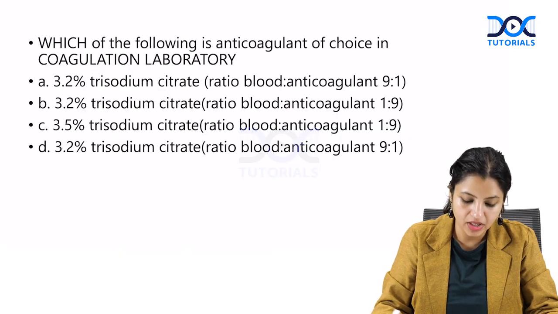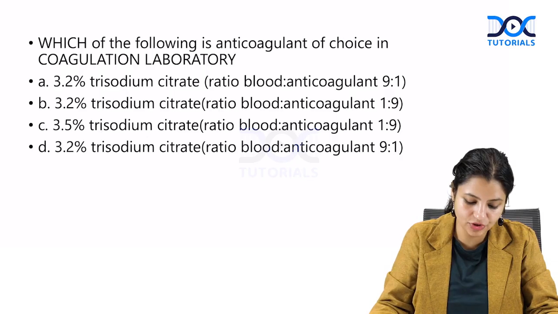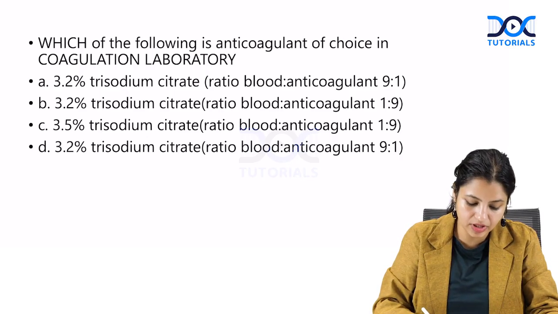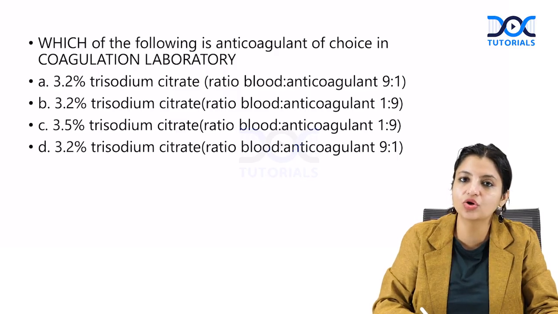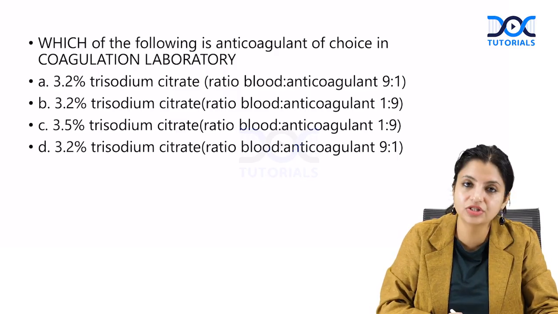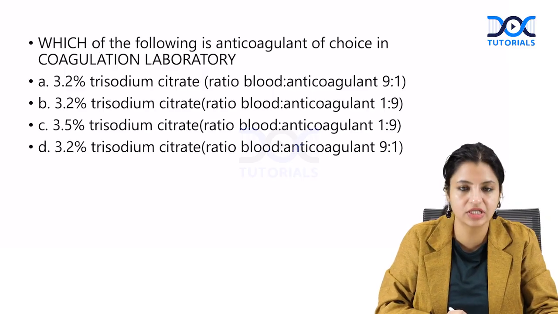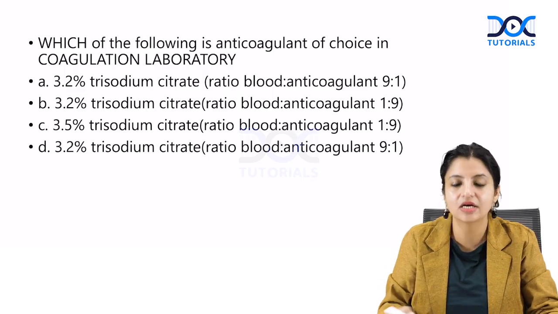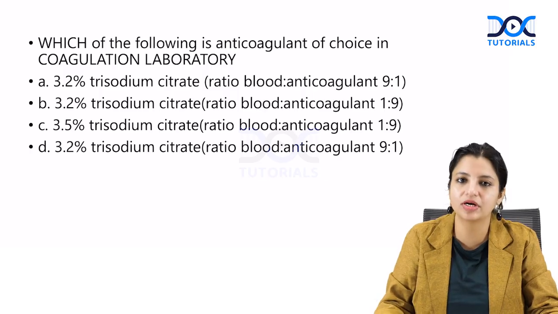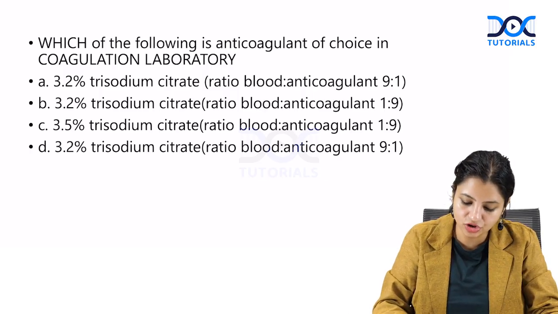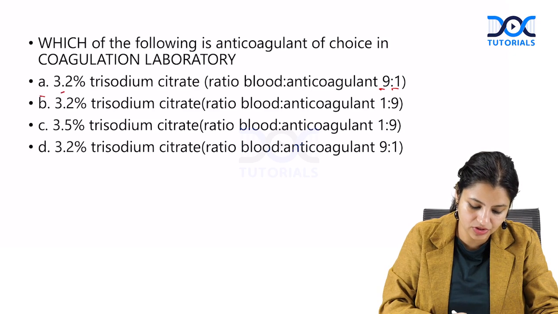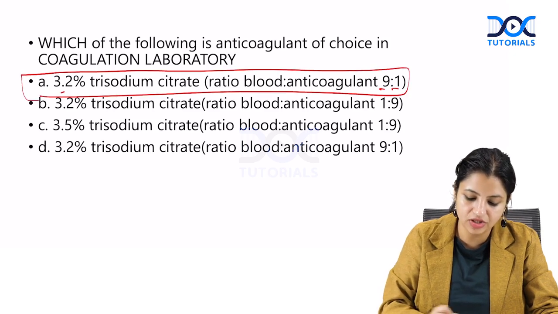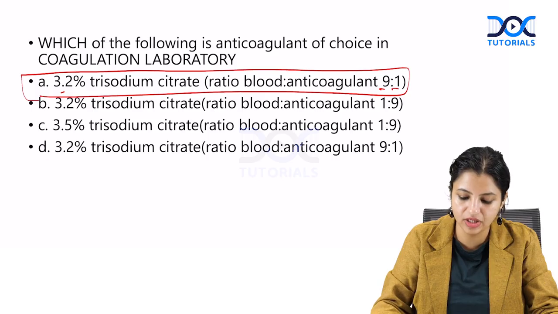Okay, so let's talk about this question again. Which of the following is the anticoagulant of choice in coagulation laboratory? So always remember, the anticoagulant of choice in coagulation laboratory is 3.2% trisodium citrate, that everybody knows. But the ratio of blood to anticoagulant is very, very important. Blood should always be more, anticoagulant should always be less. So anticoagulant should only be 1 volume and the blood should be 9 volumes. So it is 3.2% trisodium citrate, and the blood to anticoagulant ratio should be 9:1.